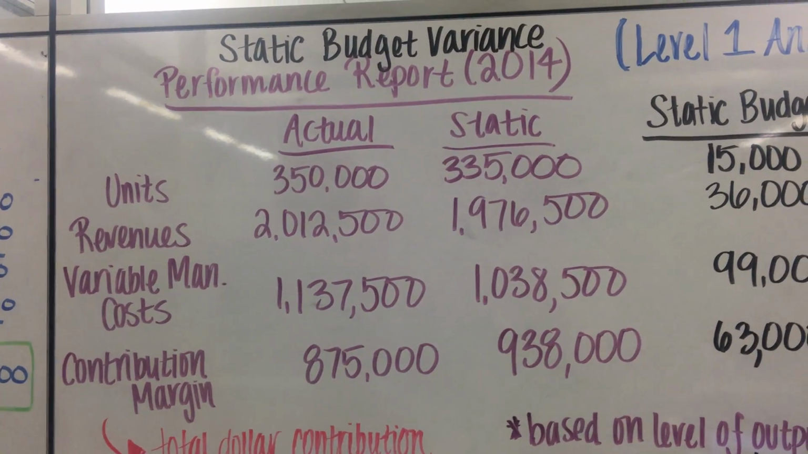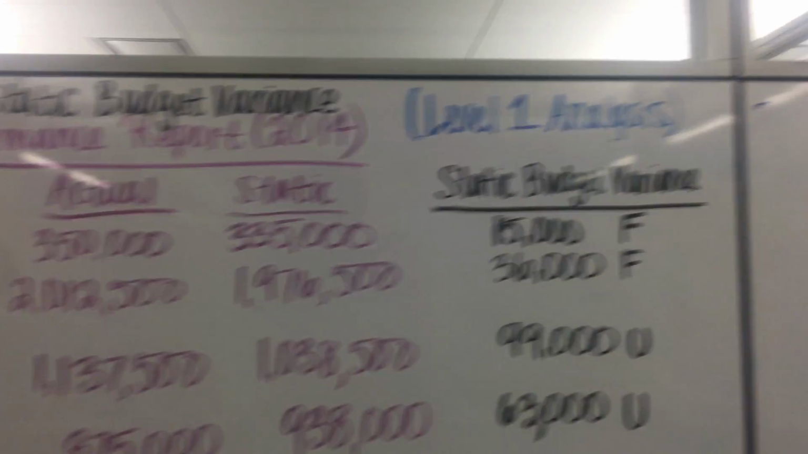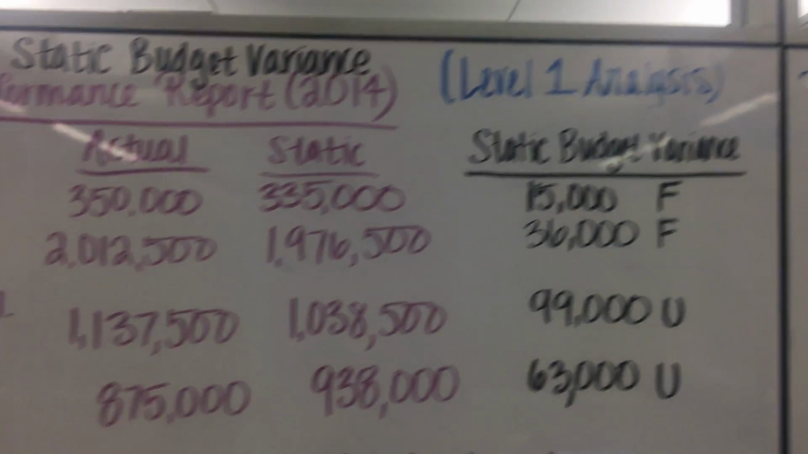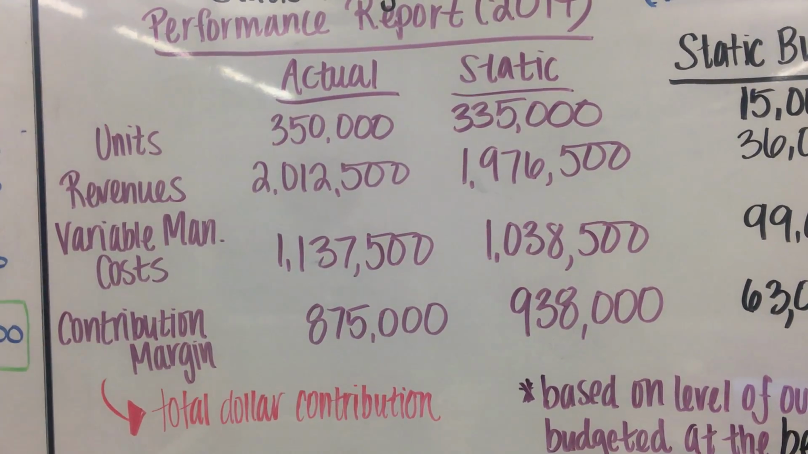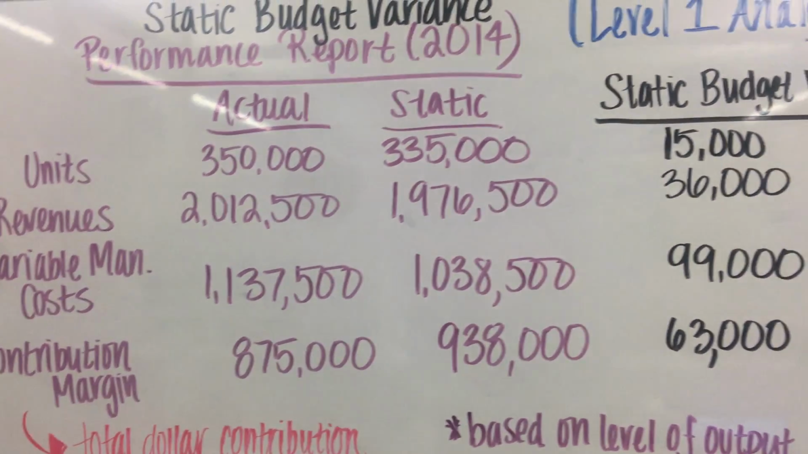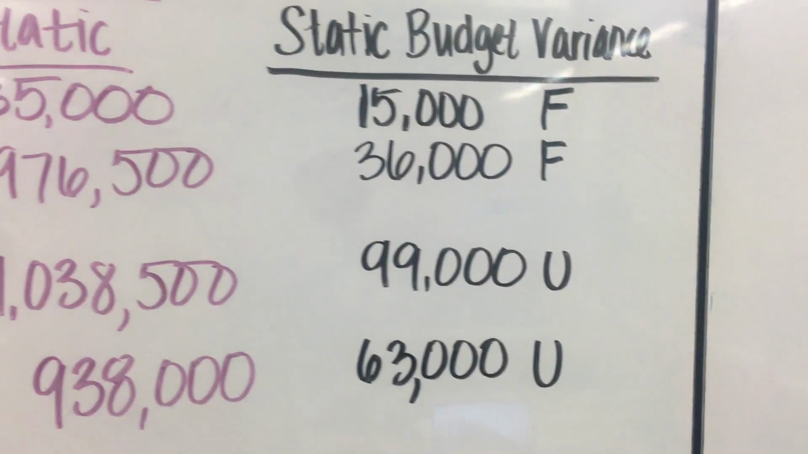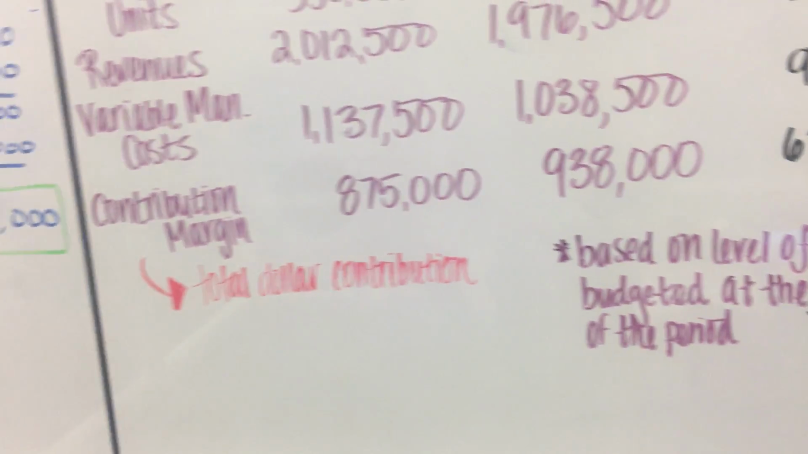So today we're going to be calculating a static budget. Now, this is also known as our level 1 analysis. It's quite simple. We really just take our actual rates versus our static or our budgeted rates and we take the difference. However, I'm going to be focusing on explaining whether it's a favorable or an unfavorable variance.